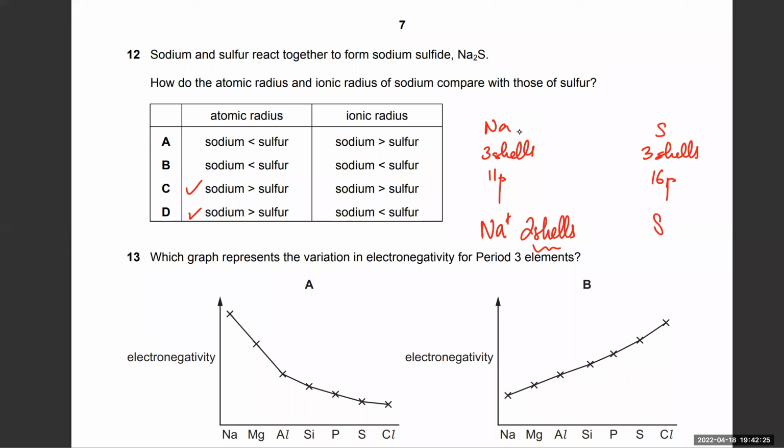And so when sulfur forms an ion, it actually gains electrons. Which is why it's going to be bigger in size. So the answer would be D. Remember, when it comes to negative ions, they increase in size because they gain electrons, and positive ions decrease in size because they end up losing electrons.